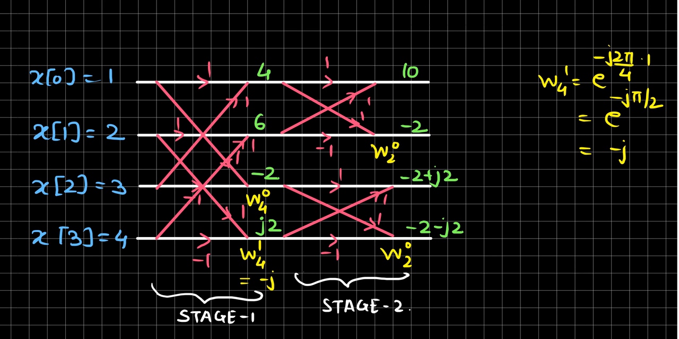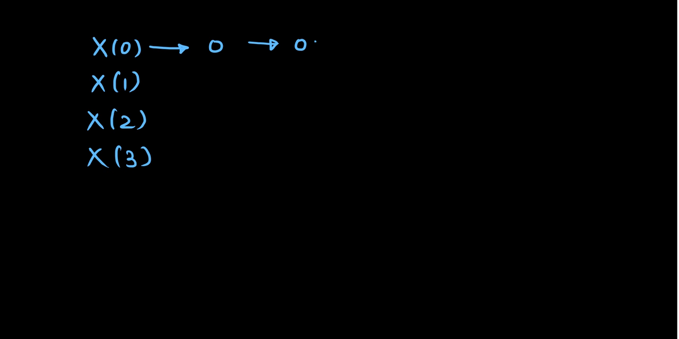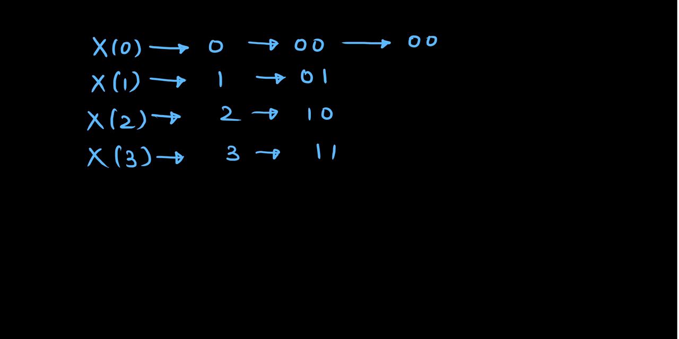Now we know that these values that we have obtained are in bit reversed form. So if we consider the initial sequence or the required sequence as x of 0, x of 1, x of 2 and x of 3. So the value of k is 0 here, which can be represented as 0, 0. The value of 1 can be represented as 0, 1. The value of 2 can be represented as 1, 0. The value of 3 can be represented as 1, 1. So if we bit reverse this, what we obtain is again 0, 0.